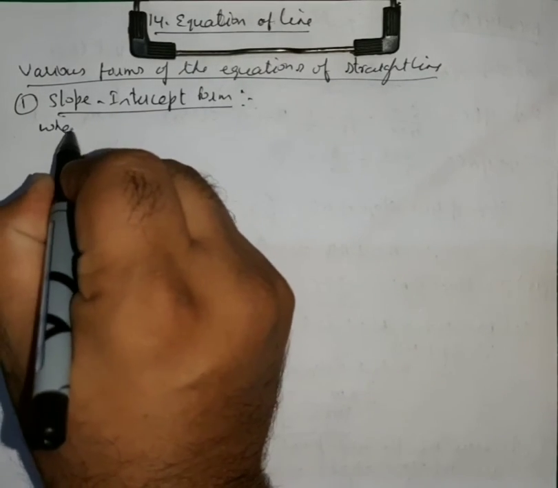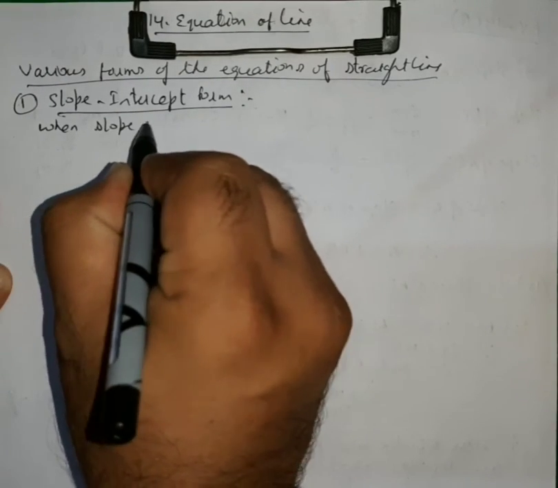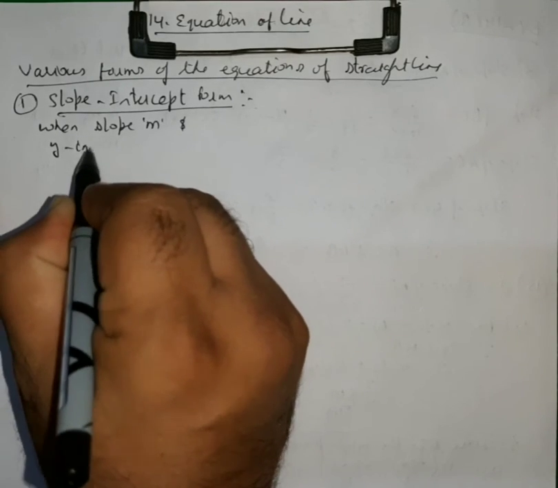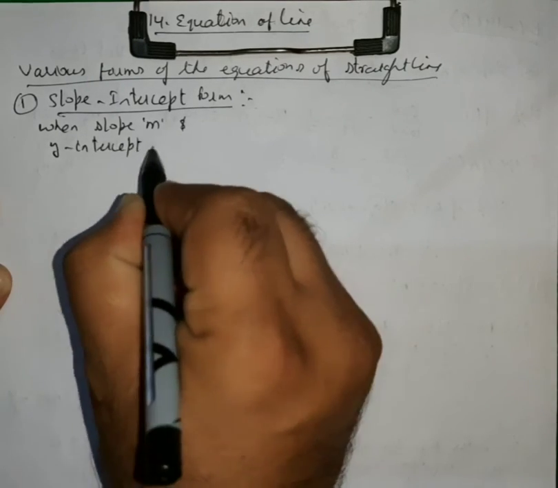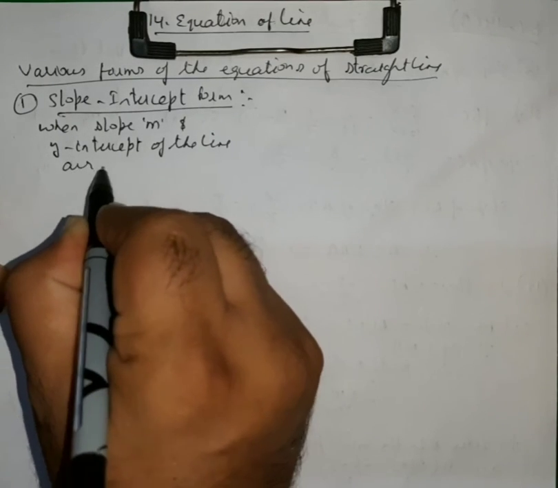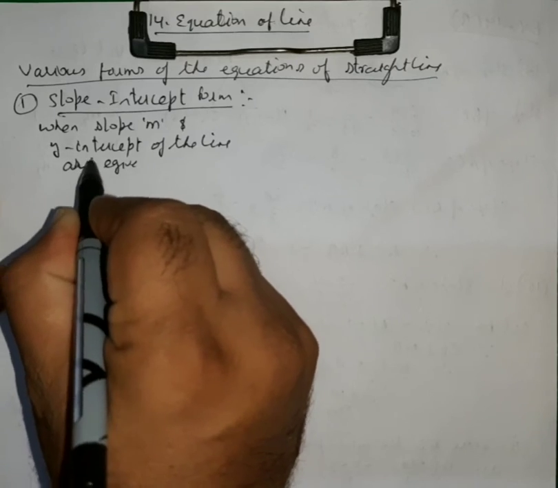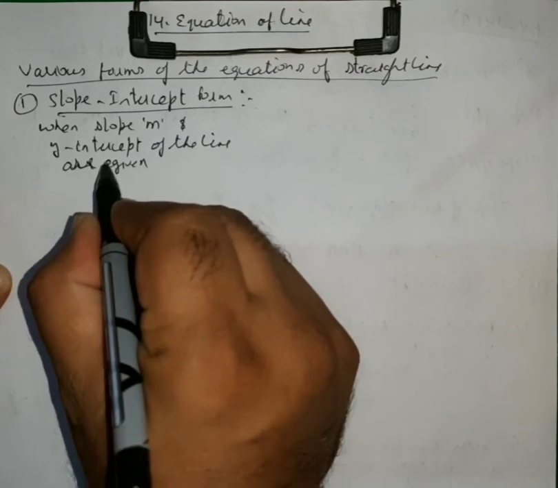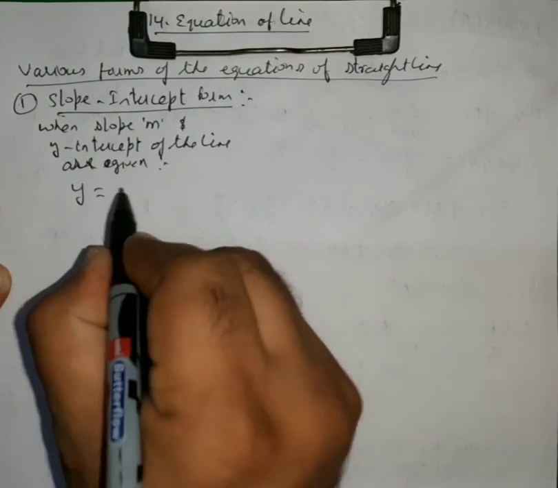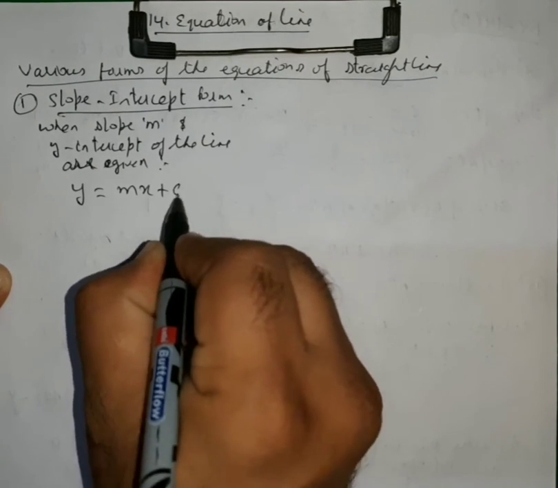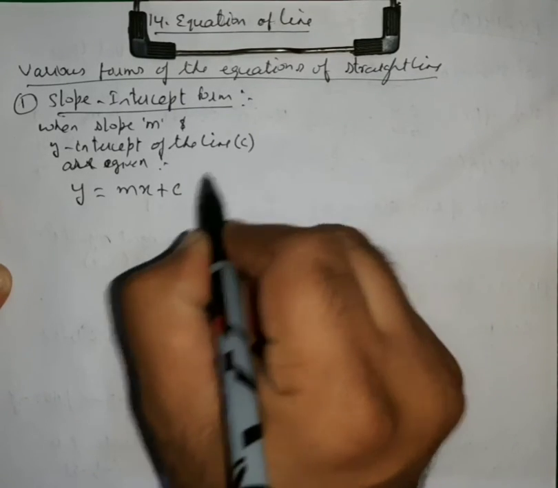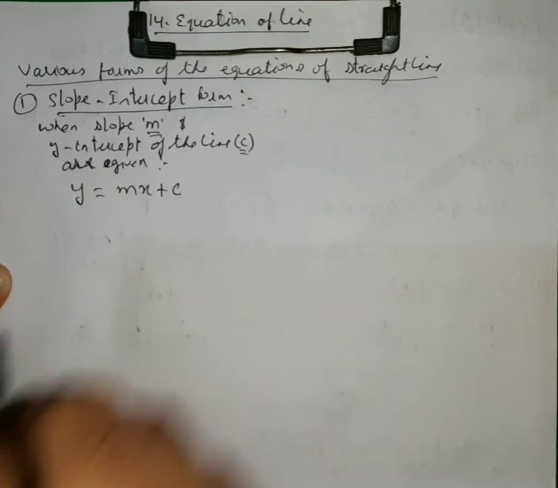So when slope m and y-intercept of the line are given, then the equation of line is given as y is equal to mx plus c. So where the y-intercept of the line is c and slope is m.